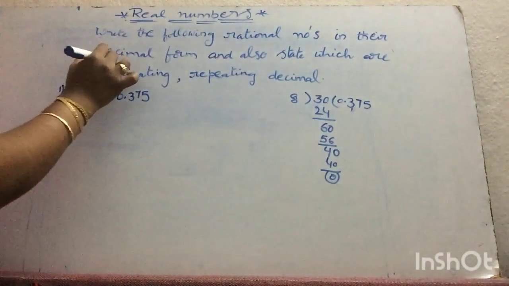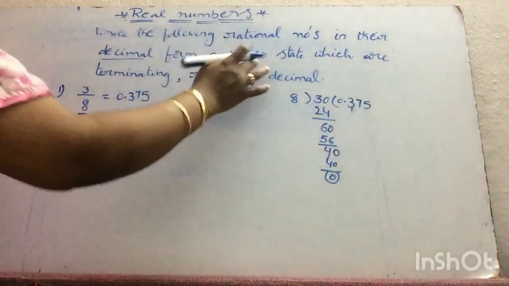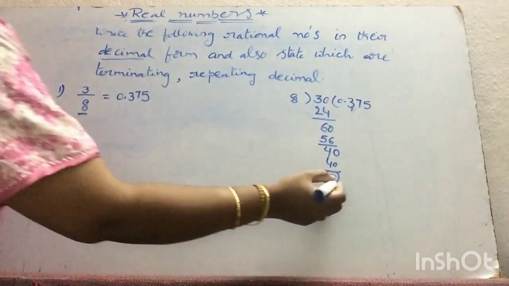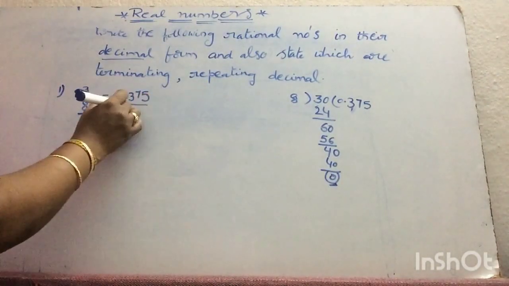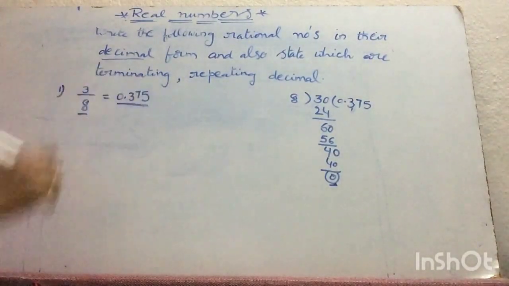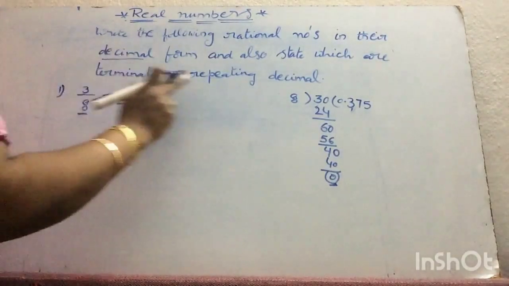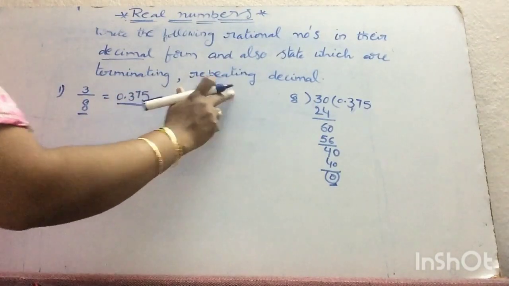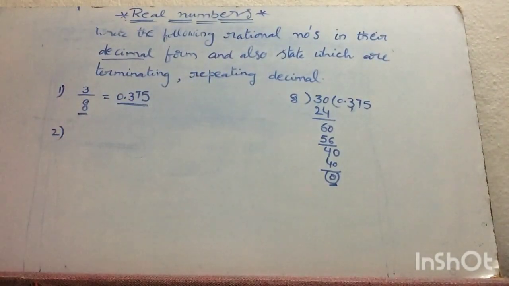So now we have 3 by 8 equal to 0.375. I write the decimal form of this 3 by 8. And is this terminating or not? When the remainder is 0, then this decimal number is a terminating decimal number. So 3 by 8 is a terminating number.